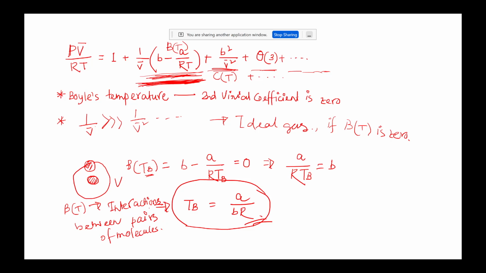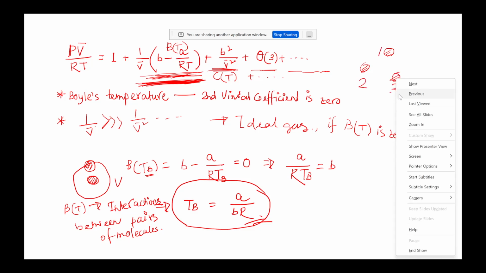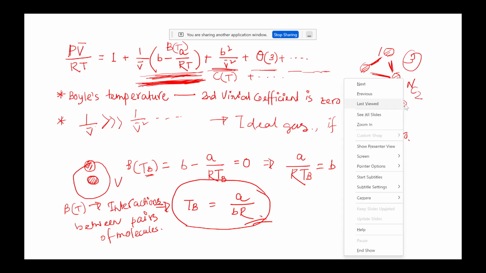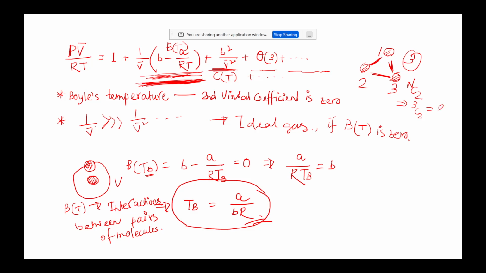Because if there are n molecules, how many pairs will be there? n by 2? No, sorry, 2n? No, there will be nC2, the combinations you have to take: n into n minus 1 by 2. Nobody is bad at permutation; it's the teachers who are bad. Let's say there are 3 things, 1, 2, 3. Let's count how many pairs it can make. One pair will be this, one pair this, one pair this. So 3 pairs. What is the formula? nC2. Let's check if the formula is right. 3C2 means 3 factorial by 2 factorial by 1 factorial, which is 3.